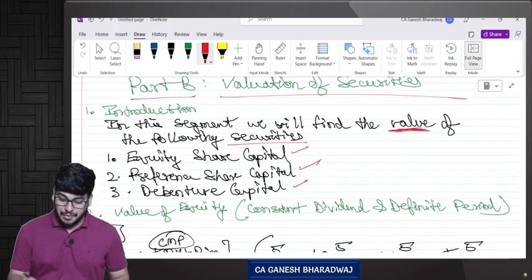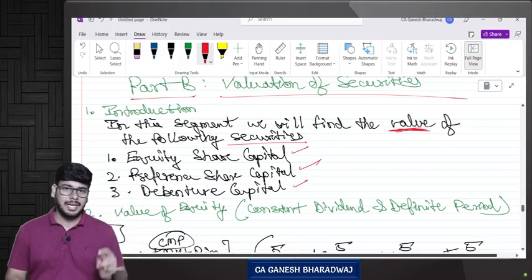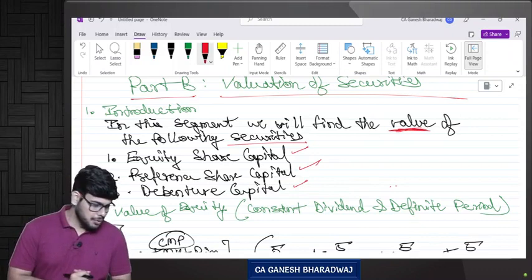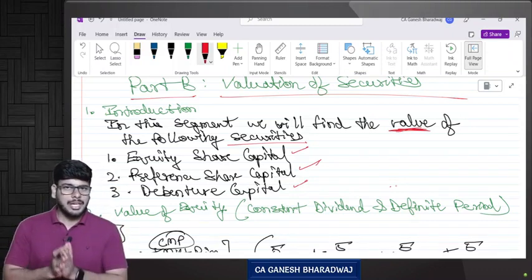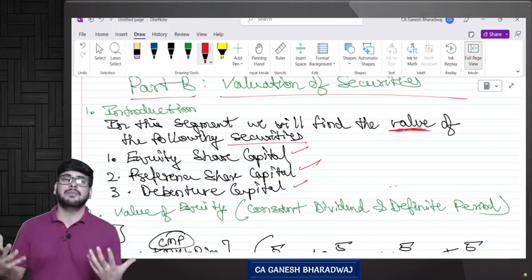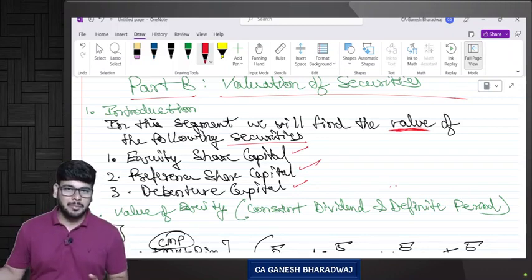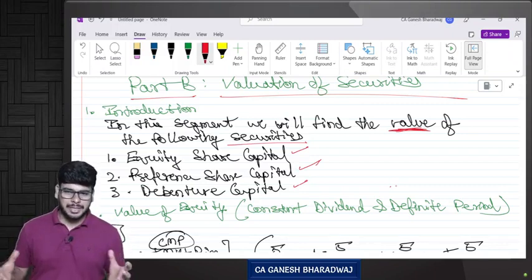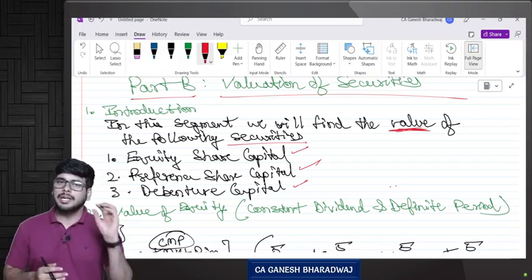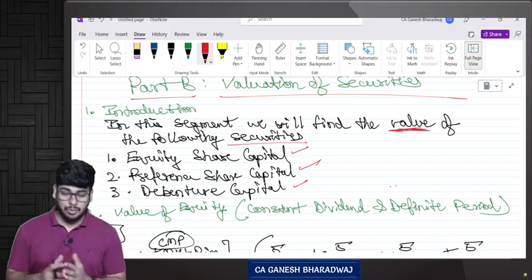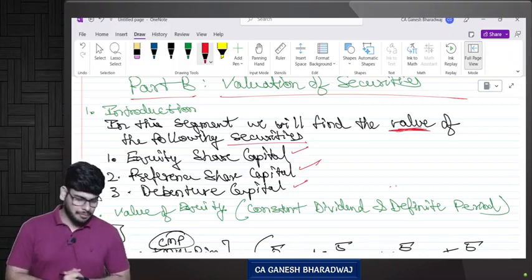So we are going to value the following securities: equities, preference, and debentures, right? Now let me give you an example. I told you in the previous session that there is something called the secondary market, the share market in India. There are so many companies like Tata Motors, ITC, Infosys. Have you ever imagined why different companies have different share prices? Why is there a difference in the share prices of multiple companies?